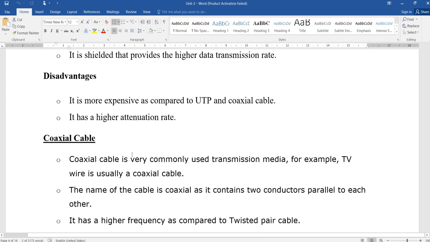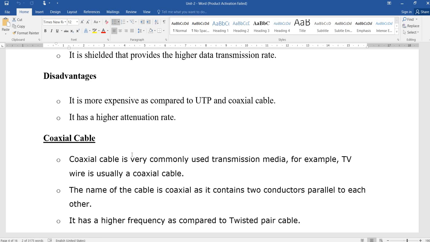And let's go to the disadvantages. It's more expensive as compared to the UTP. This STP is more expensive. Why? It has its own ground cables, copper mesh shielding, and also it has a higher attenuation rate. So these are the twisted pair cables. Under these cables, we have two types: unshielded and shielded twisted pair cables. And let's move on to the coaxial cable.